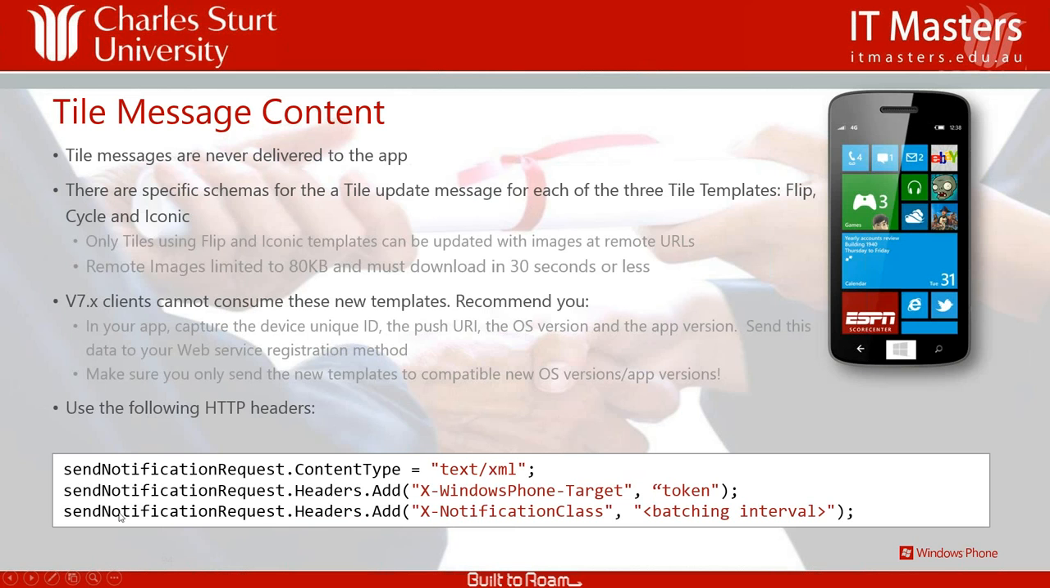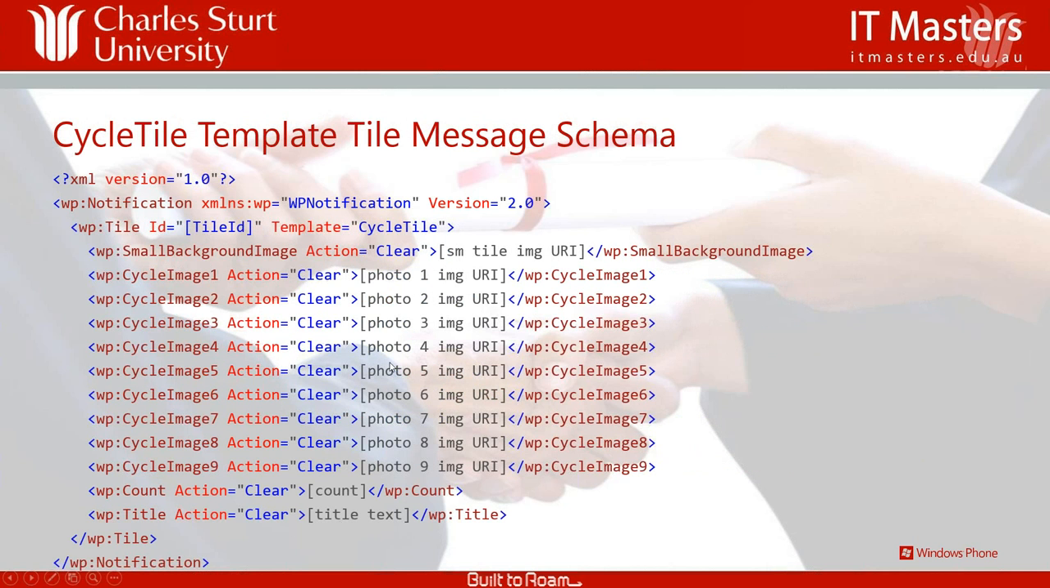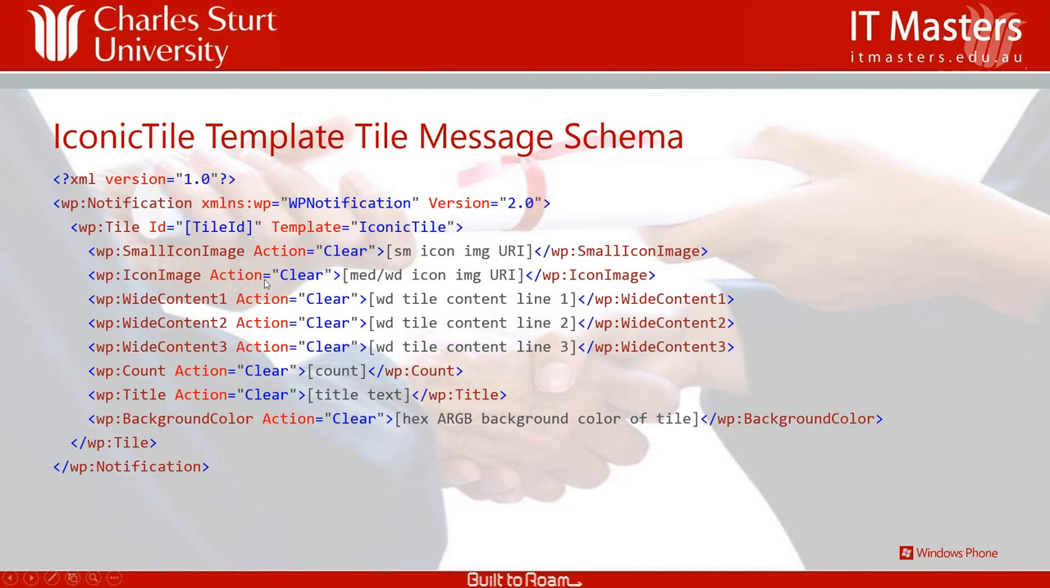A tile update, same process. So essentially the update looks like this for a flip tile template. Again, it just looks very similar to how you structure the tile if you're creating it locally or updating it locally. It's just specified as XML that you're going to send down through the notification services. Here's the cyclic template. So again, just specifying the various different images. And the iconic template looks very similar.